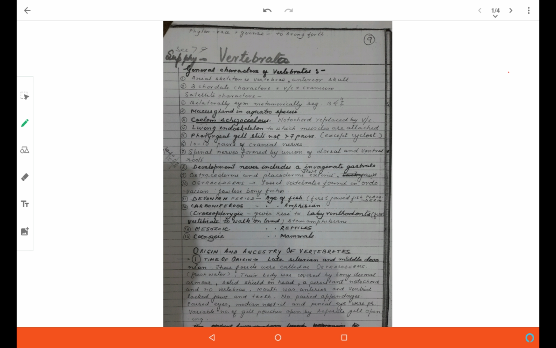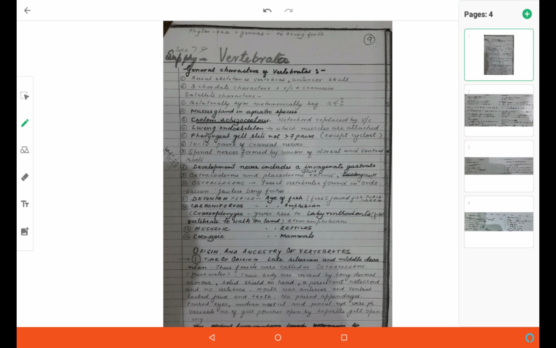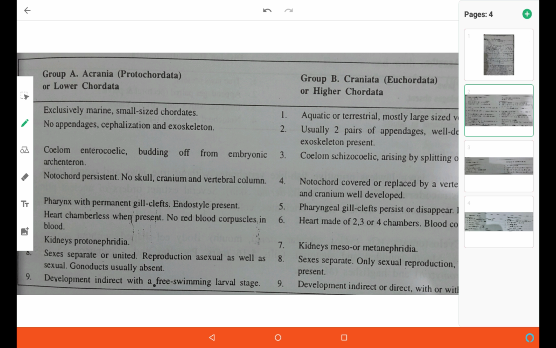So, these are some of the general characters of the vertebrates. Now, we should have some comparison of craniates and acraniata. Acraniata, as I have told you, are also called protochordata or lower chordata, whereas craniata, having cranium, are termed as euchordata or higher chordata. The acraniates are exclusively marine and very small in size, whereas craniates are aquatic, terrestrial, and mostly large in size.